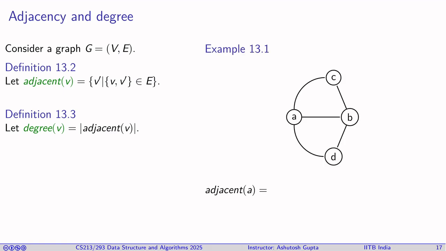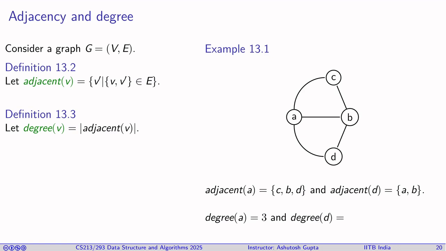For example, you have this graph that we have been using as our running example. Adjacent of A is the set C, B, and D, and adjacent of D is A and B. Now if I apply the definition of degree on A, we see the adjacent of A has 3 elements, therefore the degree of A is 3, and similarly the degree of D is defined to be 2.